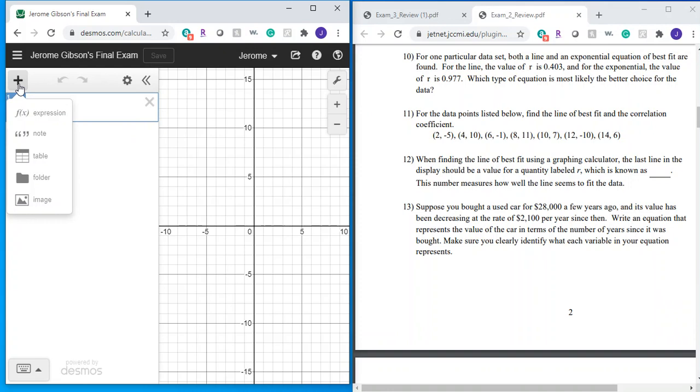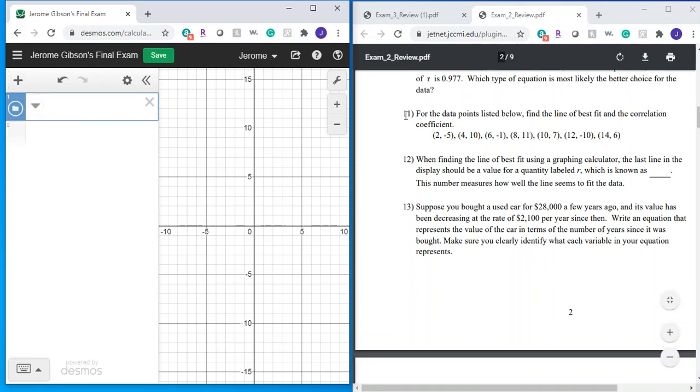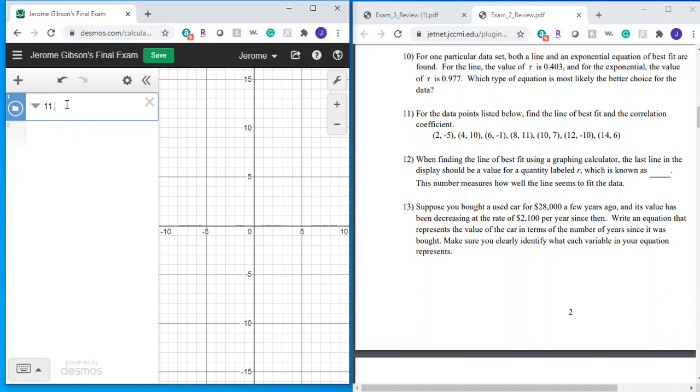So I'm going to go add first, and I'm going to do folder. Since this is problem number 11, I'm going to put 11. But if this was problem number 1, then I would have put problem number 1. Once you type in your number, you'll press enter. Now, this is all going to be in this folder for number 11. So when I go to check your number 11, all I will have to do is click on the folder and I can see all of your steps.